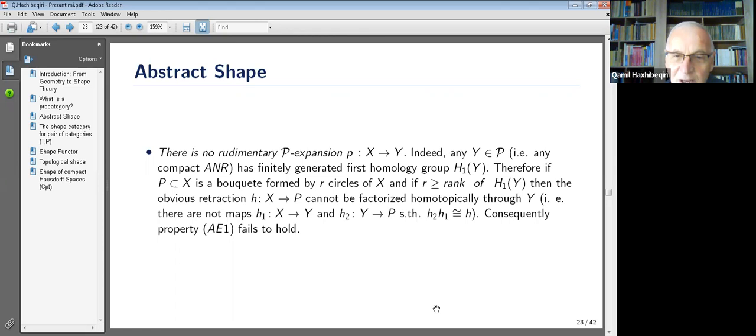Indeed, any Y from P, that is any compact ANR, has a finitely generated first homology group. If r is greater than the rank of the group H1 of Y, then the obvious retraction from X to the circle cannot be factorized homotopically through Y. This means that there are no maps h1 from X to Y and h2 from Y to the circle such that h2 h1 is homotopic with h. This means that property AR1 fails to hold, and thus this is not a P expansion.